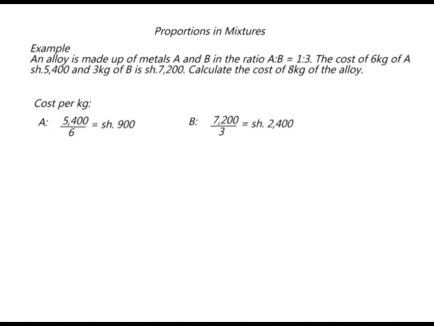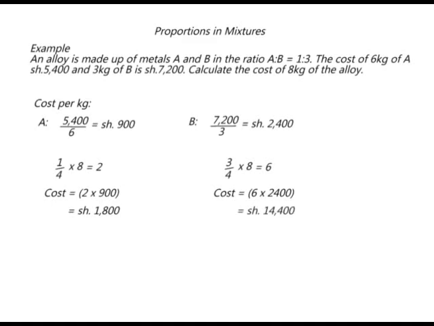Then we find the number of kilograms of each metal in the 8 kilograms of the alloy. We use the ratios. A, 1 over 4 times 8 will give us 2 kilograms. So the price will be 2 times 900, that will give us 1,800. B, 3 over 4 times 8 will give us 6 kilograms. So in the 8 kilogram alloy, there are 6 kilograms of B. And so the price will be 6 times 2,400, and that will give us 14,400. The total is 16,200.